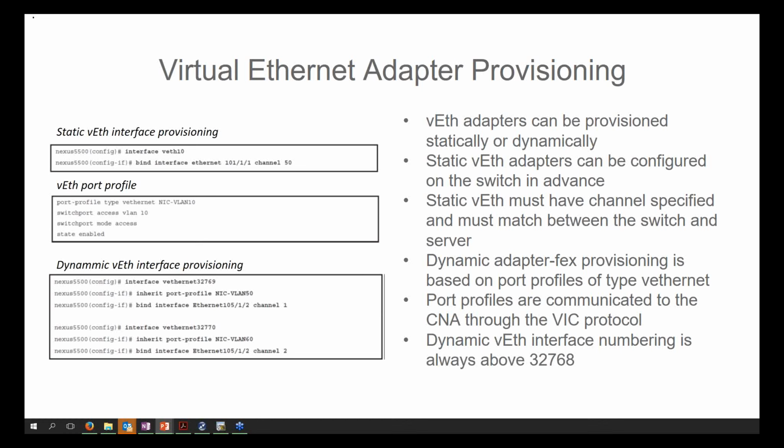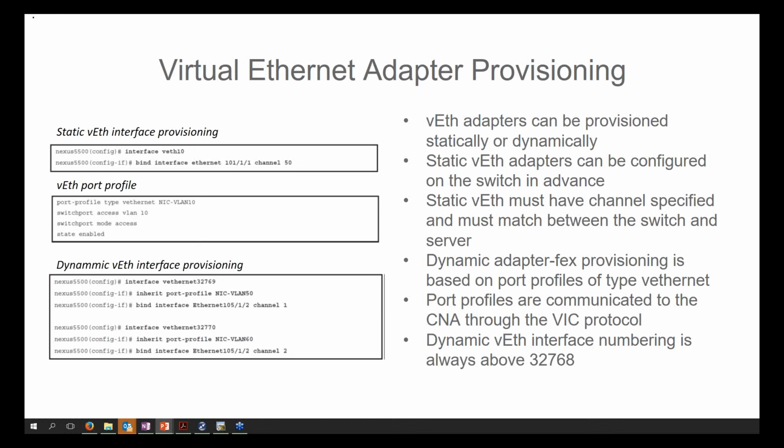To provide static virtual Ethernet interface provisioning, you create the virtual interface, provide it a number, and then you bind it to a specific physical port and assign it a channel. Doing that for all your virtual interfaces can be prone to human error, so they suggest using port profiles.